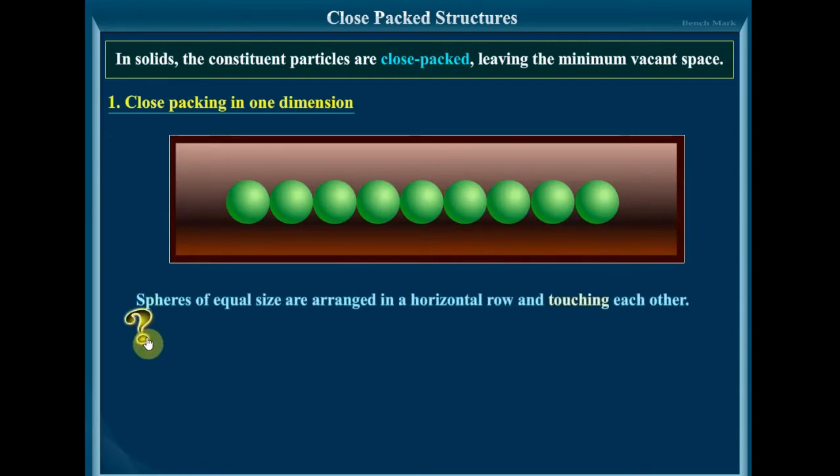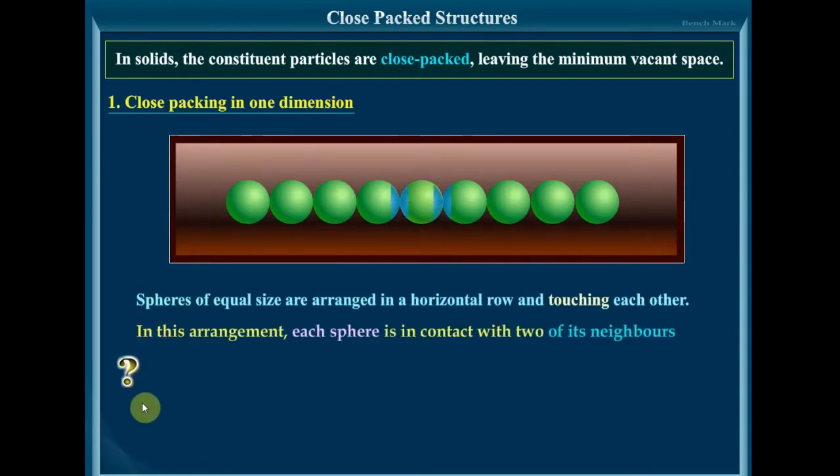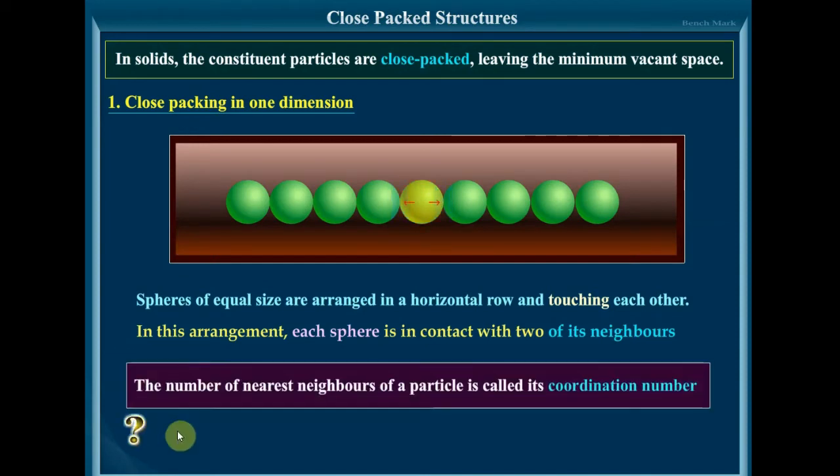In this arrangement, each sphere is in contact with two of its neighbors. You can see here, each one is in contact with two of its neighbors. The number of nearest neighbors of a particle, that is the number of particles surrounding one particular particle, is called the coordination number. In this case, the coordination number is 2. So close packing in one dimension is very easy. The arrangement you can easily understand from the diagram itself.